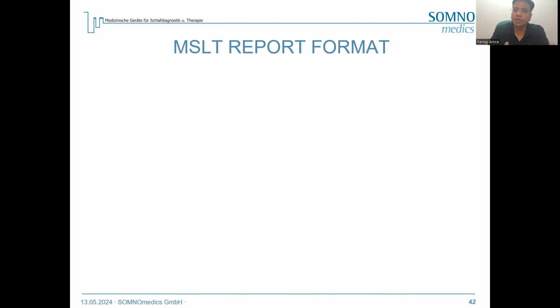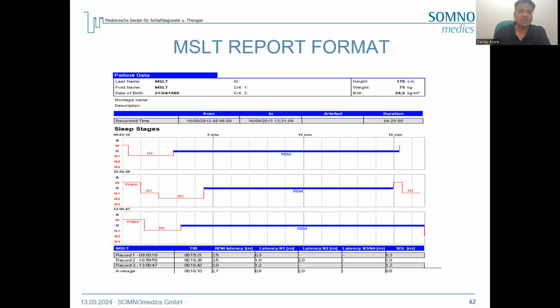What you need to do is a polysomnography test in the previous night, and then you do the MSLT test during the day. So this is how the MSLT report format comes. It will give you the sleep stages where the patient went into REM. If you get 2 SOREMs, and in this particular case you have already got 3 SOREMs, this is a kind of confirmatory test for narcolepsy or narcolepsy with cataplexy, depending on the history of the patient.